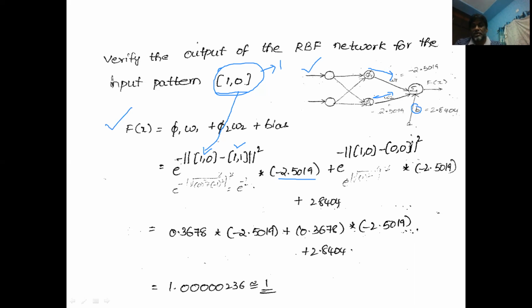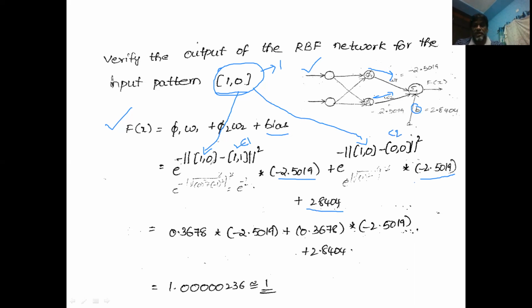Phi 2 means the distance from the input pattern to the second center. So this is center 1 and this is center 2. Phi 2 always represents the distance between center 2 and input pattern. So it is going to be e power minus norm 1 0 minus 0 0 whole square into W2. What is W2? It is minus 2.5019. And finally, plus 2.8404, which is going to be the bias value.